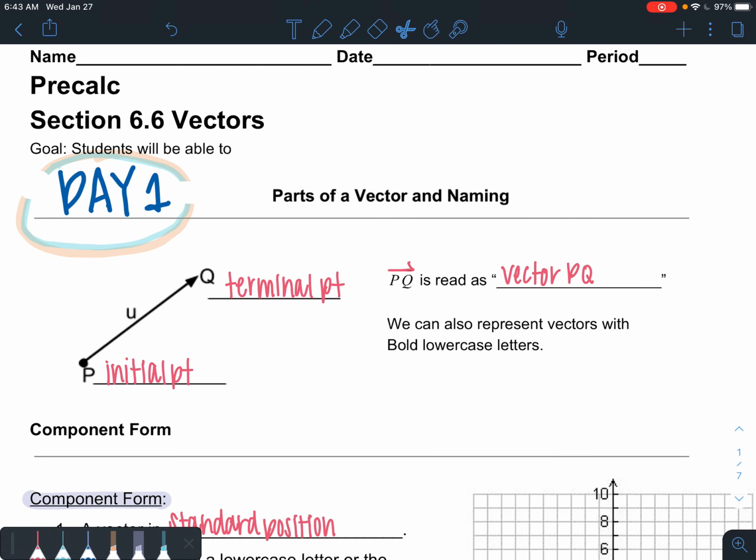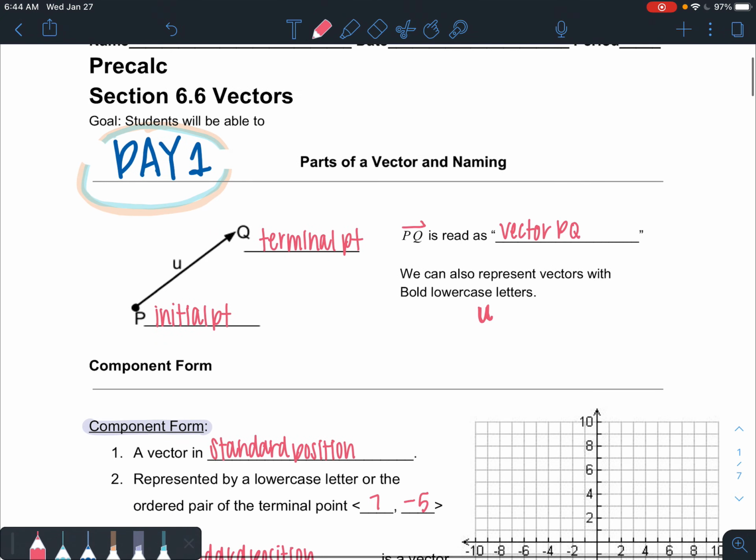So we'll go ahead and define here. So a vector PQ, and you'll see that it has a dot here and an arrow here. We call that an array. And this right here, it's just a line on your paper, but you'll have to change it to this half arrow. And that's read as vector PQ. And we have both the initial side where it starts and the terminal side where the arrow is. And so we can also represent vectors with bold lowercase letters.